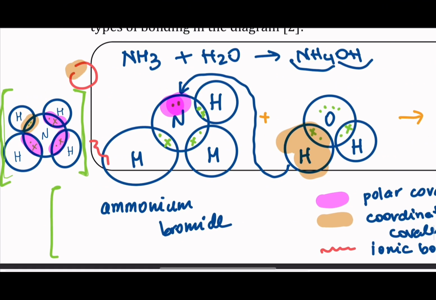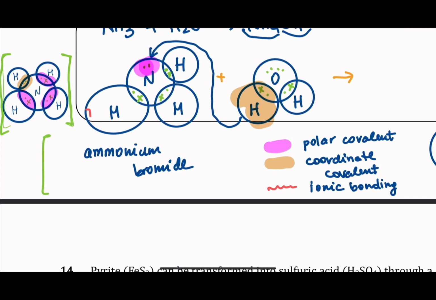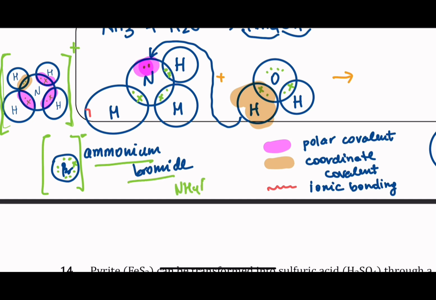So ammonium bromide we have. This is the ammonium part of it. And the bromine itself is gonna be just a circle, because the bromine in the beginning started with 7 electrons, it's a 7A group, and then it took one more electron from the hydrogen. And that's it. This is the negative, and this is the positive. Now this is ammonium bromide, NH4Br.